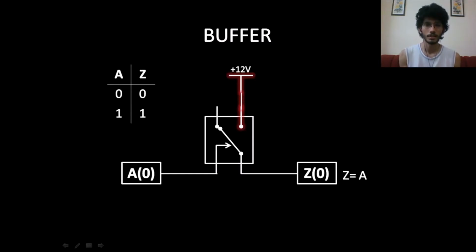The way I have done it is the coil represents the input. The normally open contact is connected to 12 volts and the common terminal is connected to the output. And when the coil is de-energized, the relay is off and the output is not connected anywhere, so 0. When you activate the coil, the output is connected to 12 volts, so that's 1.